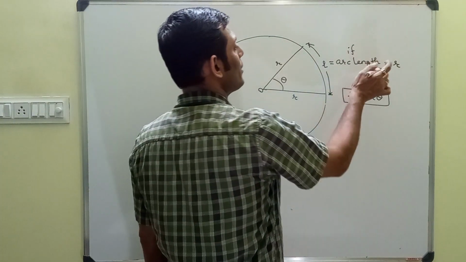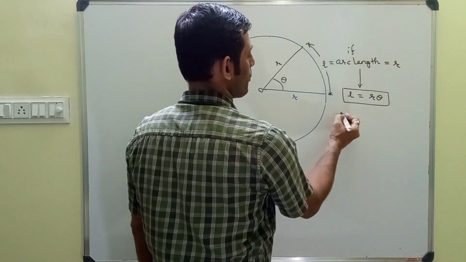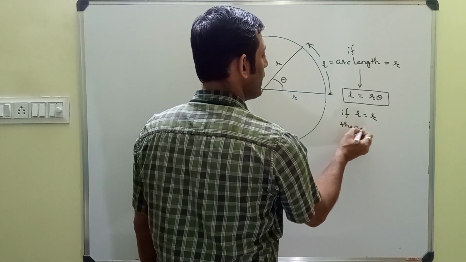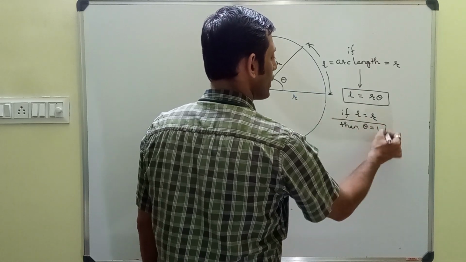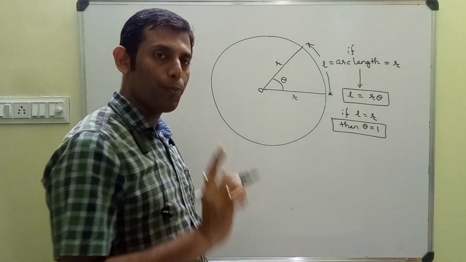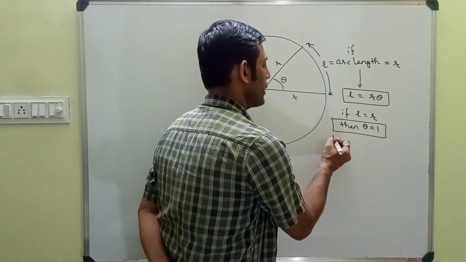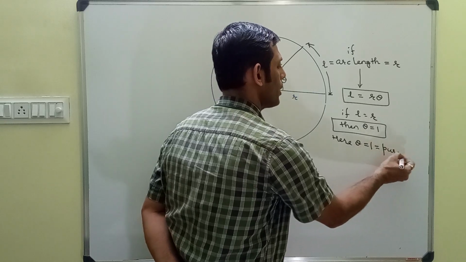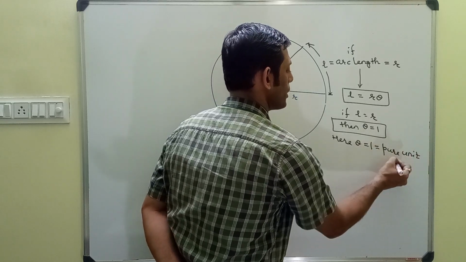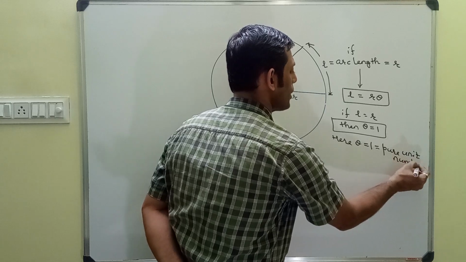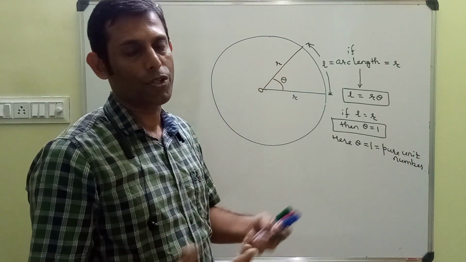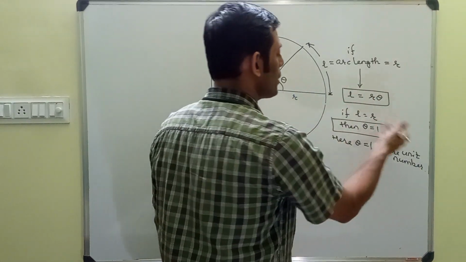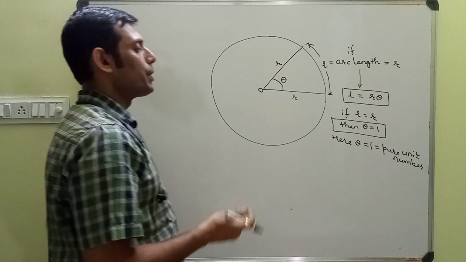Now see, if the arc length is equal to the radius, that means if L is equal to r, then the theta value is equal to 1. Then theta is equal to 1, and it's a pure unitless number. It's dimensionless. It is without any units. It is length upon length. L by r is equal to theta is equal to 1. It's a pure unit number.